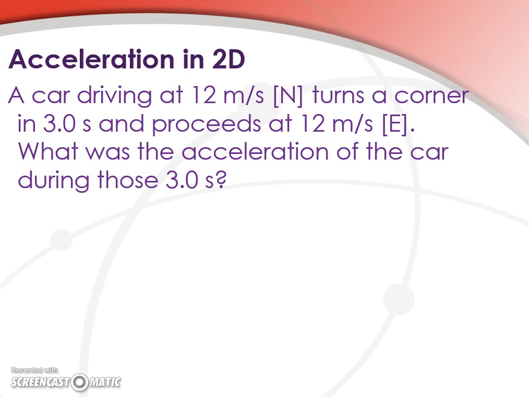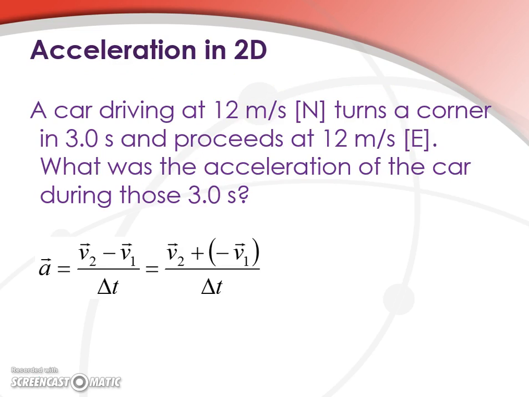So acceleration in 2 dimensions. A car driving at 12 meters per second north turns a corner in 3 seconds and proceeds at 12 meters per second east. What was the acceleration of the car during those 3 seconds? Okay, well, we start with our equation for acceleration. Acceleration equals v2 minus v1 over delta t. And now we're going to use our trick of adding the opposite vector. So it equals v2 plus negative v1 over delta t.